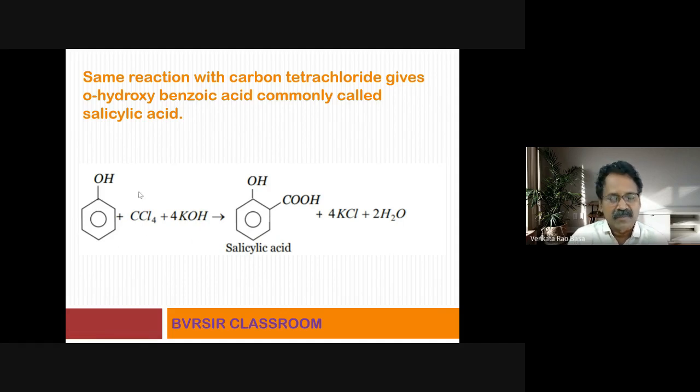Instead of chloroform, if we make use of carbon tetrachloride, CCl4, then the product obtained will be salicylic acid. This is salicylic acid, C6H4OH, orthohydroxybenzoic acid. Orthohydroxybenzoic acid is commonly called salicylic acid. Of course, salicylic acid can be converted into very important pharmaceutical products that you will understand in the next classes.